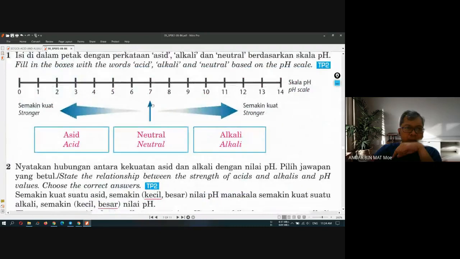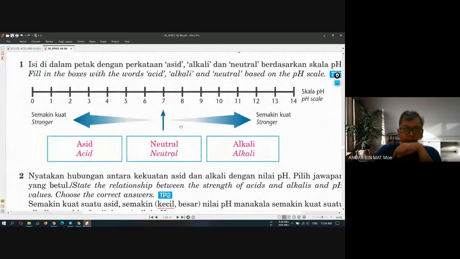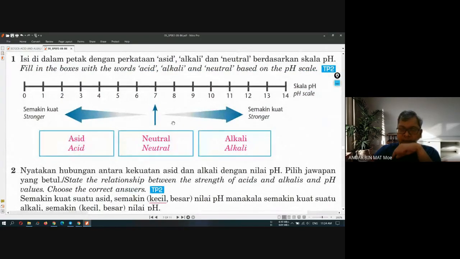But discussion number one, I think everybody understands this, right? The scale of pH, right? Ini semua faham ya? Yes. Observation, pemerhatian, page 69, we just skip it. You just do the discussion over here. Discussion number one: less than 7 is acidic, 7 is neutral, and more than 7 is alkaline.